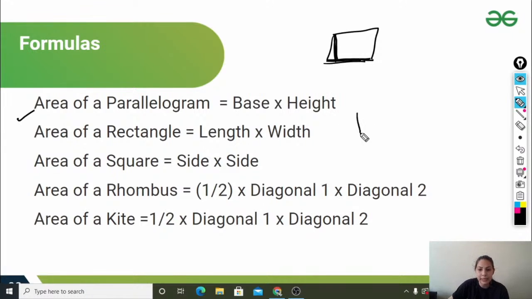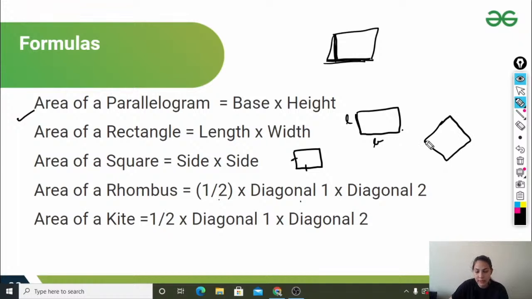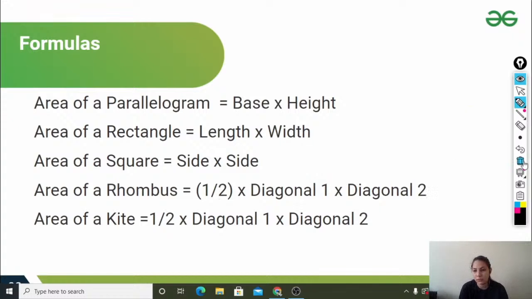Now, the area of a rectangle everyone knows: length into breadth. This is length and this is breadth. Again, the area of a square is side into side. Area of a rhombus is half into diagonal 1 into diagonal 2. So suppose, for example, this is a rhombus, then this is diagonal 1, this is diagonal 2. Then what is the area of the rhombus? Half into D1, that is diagonal 1, into D2, that is diagonal 2. Area of a kite is also similar.